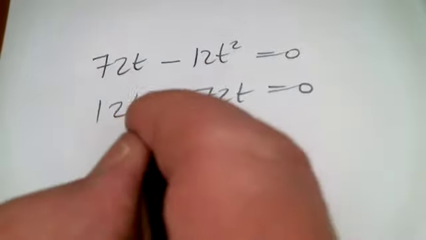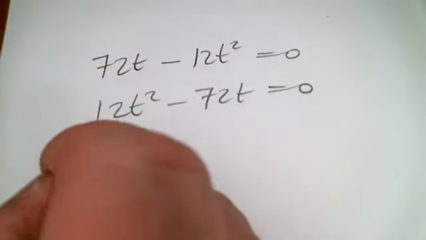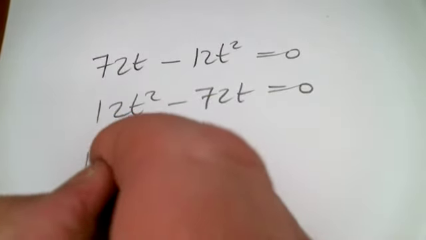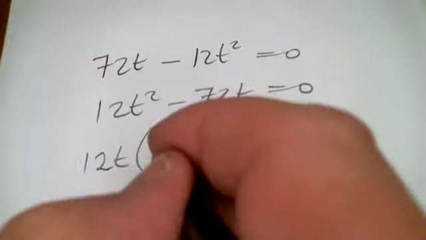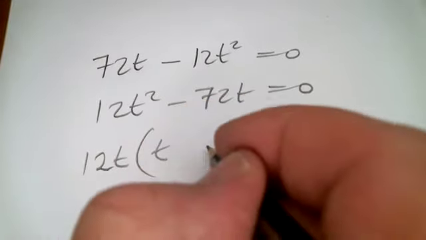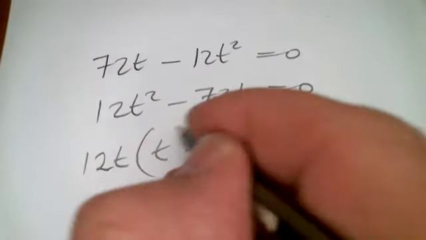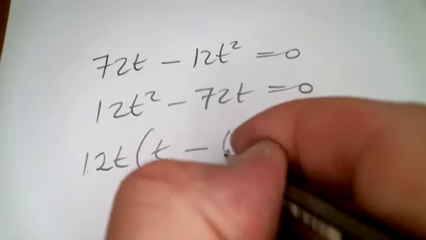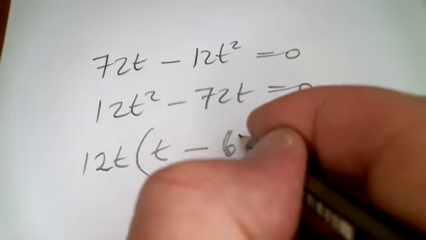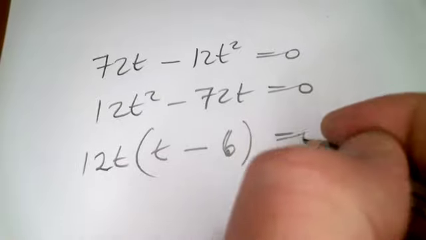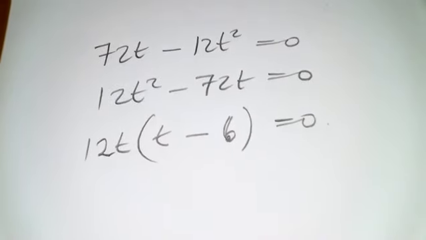So let's have a look. The factors of this are going to be 12t, and 12t times t makes 12t squared, and 6 times 12 is 72, so it's going to be t minus 6 equals 0. All right, so what does this tell us?